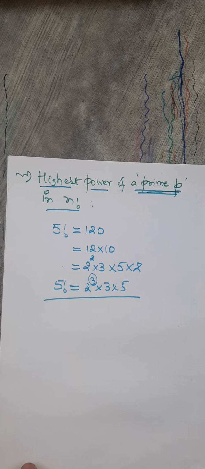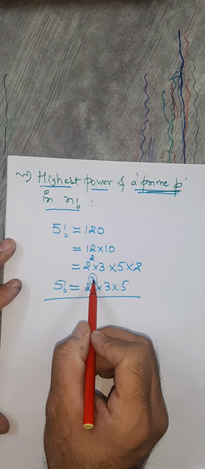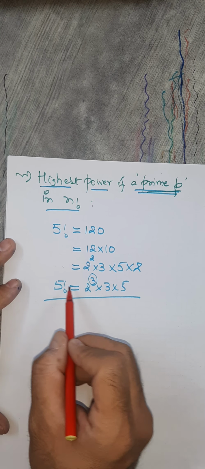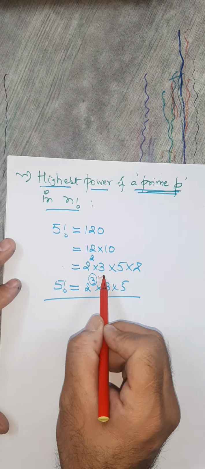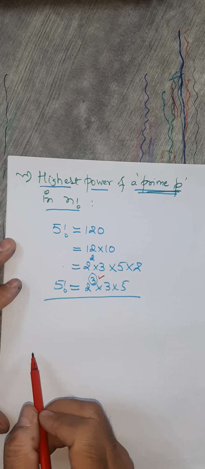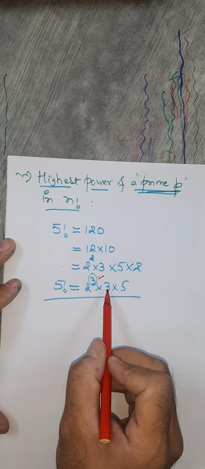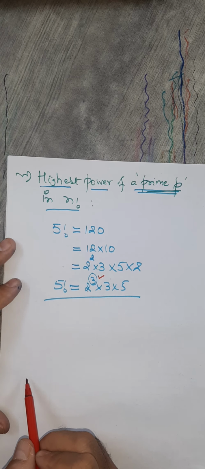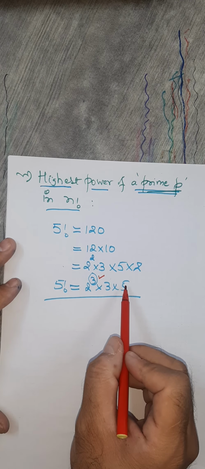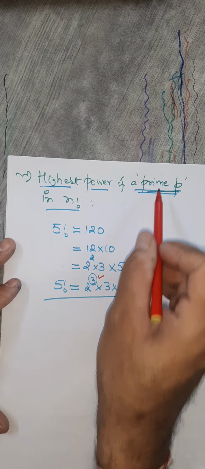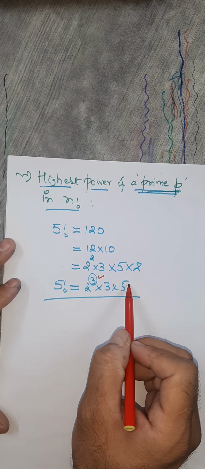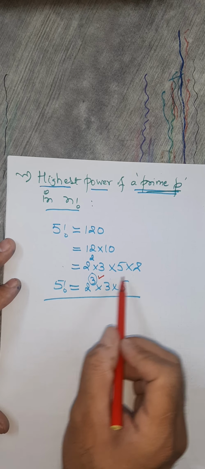Right? I repeat the question. What is the highest power of 2? 2 is a prime number, remember. Highest power of 2 in 5 factorial, so answer is 3. What is the highest power of 3? 3 is a prime number in 5 factorial, which is 1. What's the highest power of 5? 5 is a prime number, remember. This is only for prime number. Highest power of 5 in 5 factorial, it is 1.